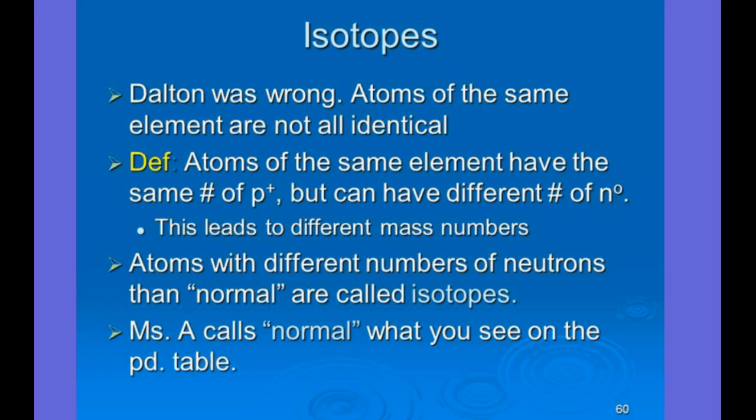Isotopes. So Dalton was wrong. Atoms of the same element are not identical. Atoms can have isotopes, where they have the same number of protons but different numbers of neutrons. So this leads to different mass numbers. Atoms with different numbers of neutrons than normal (I call the periodic table normal, even though this isn't technically true) are called isotopes.